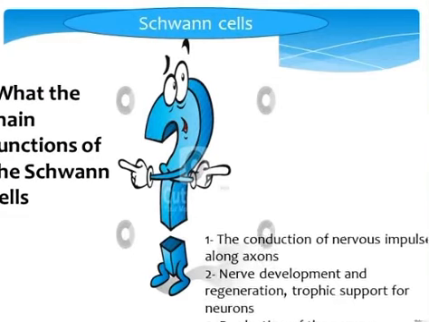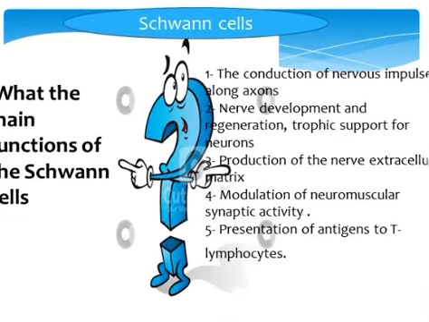What are the main functions of the Schwann cells? There are many main functions of Schwann cells in the peripheral nervous system. One, the conduction of the neuron impulse along the axon. Two, nerve development and regeneration, trophic support for neurons. Three, production of the neuron extracellular matrix. Four, modulation of neuromuscular synaptic activity. Five, presentation of antigens to lymphocytes.